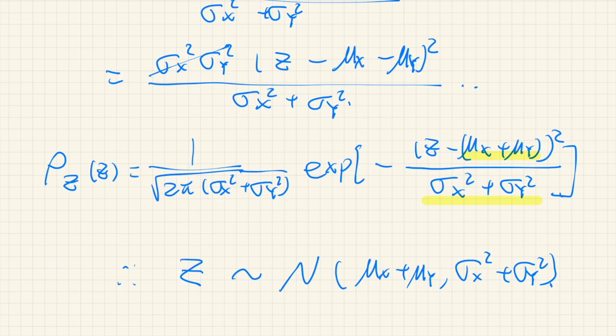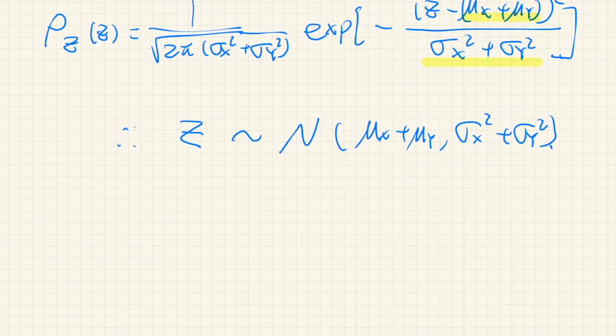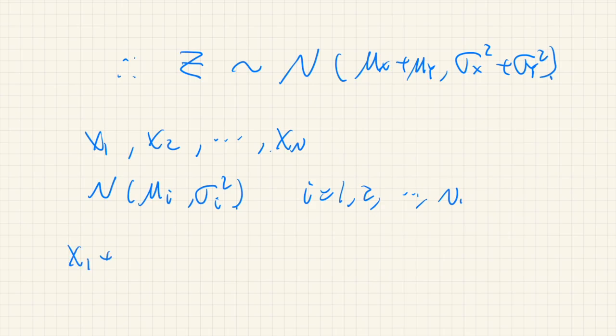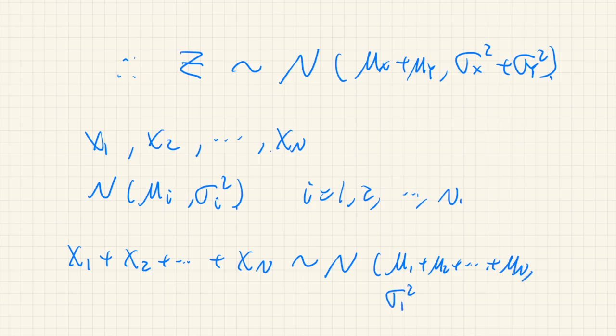And we are done. Now it is quite easy to generalize this result to any number of variables. So let's say we have x1, x2, and so on up to xn, all of them following Gaussian distribution, or normal distribution, with mean of mu i and the variance of sigma i squared, where i is from 1 up to n. Then the sum of these Gaussian random variables is also a Gaussian, and the mean is of course mu1 plus mu2 plus and so on plus mu n. And the variance is sigma 1 squared plus sigma 2 squared plus and so on plus sigma n squared.